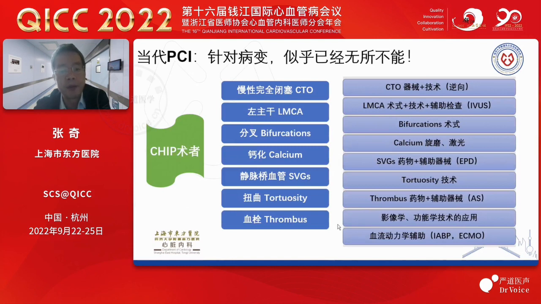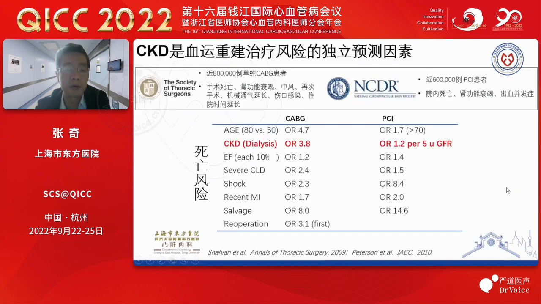When we look at the PCI, for the CHIP, I think we can treat all the lesions like the CTO and the SVGs, and we always have a way to treat those lesions. But whether that's enough, whether we should treat those patients, is what we need to look at. It's not whether we can treat or not. That's a very different question, because yes, we can definitely, but whether we need to treat those patients every time they visit us or not.